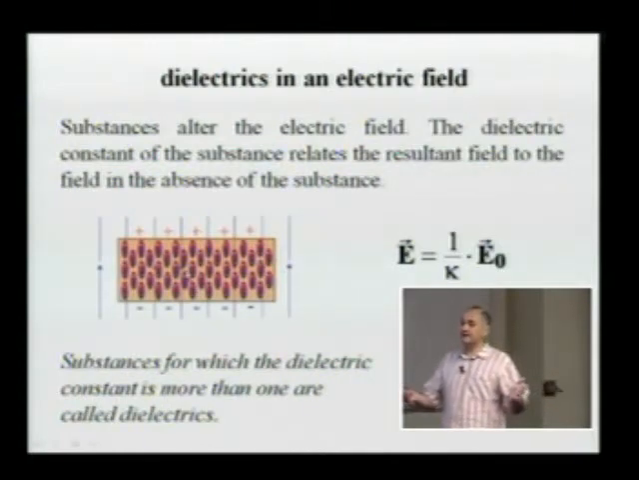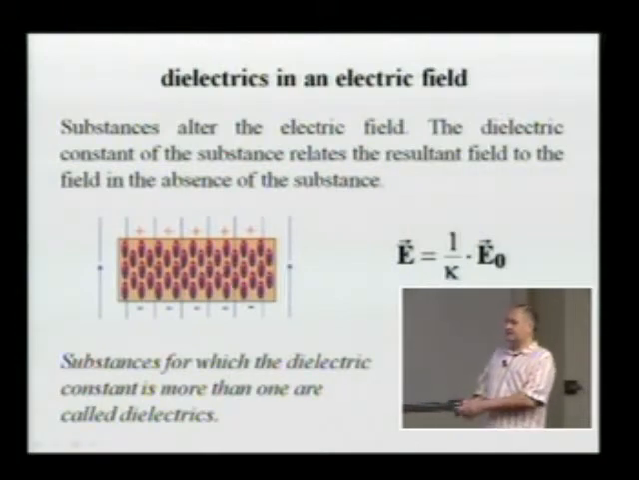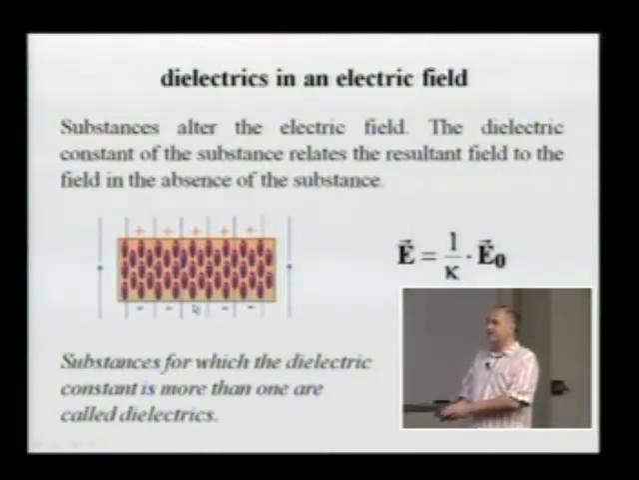What did you say? They would just go through. Well, if I just put a conductor in the field, the electrons, which way would they go? Up, down, or sideways? Why up?